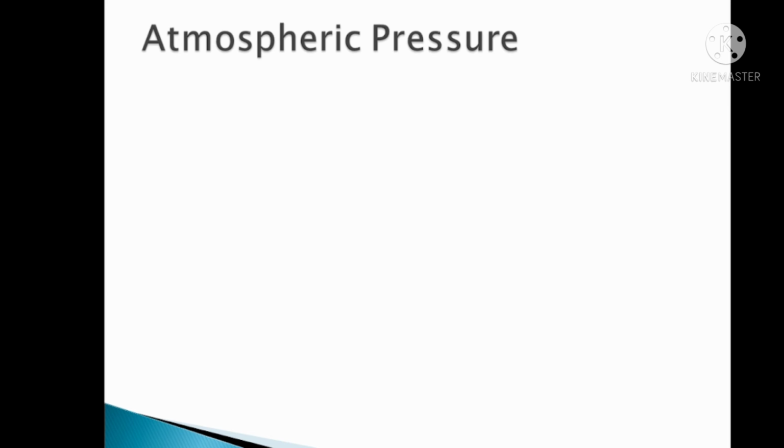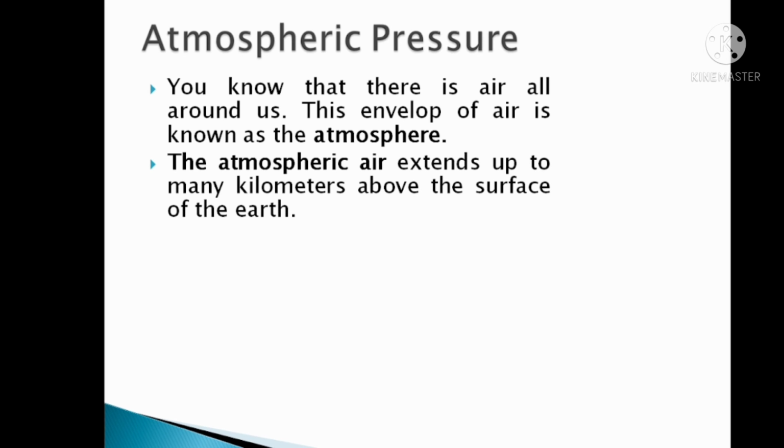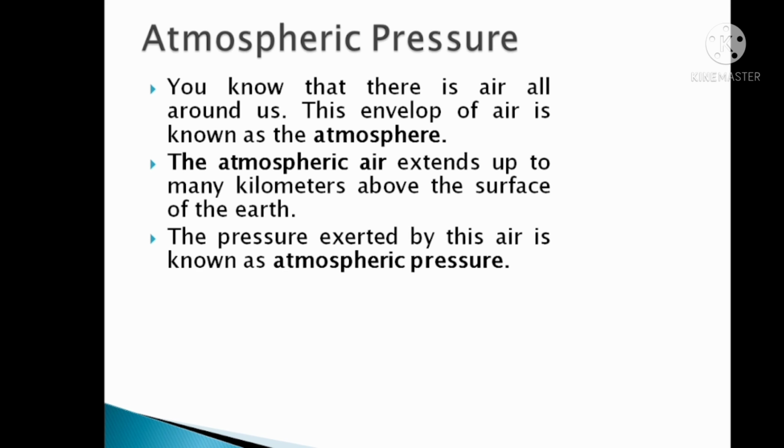Now the last point of this chapter is atmospheric pressure. You know that there is air all around us. This envelope of air is known as the atmosphere. The atmospheric air extends up to many kilometers above the surface of the earth. You know that. That means if we go to a mountain, there also we can feel some atmosphere and we can easily breathe it. The pressure exerted by the air is known as the atmospheric pressure. So what is atmospheric pressure? The pressure exerted by the air is called atmospheric pressure.